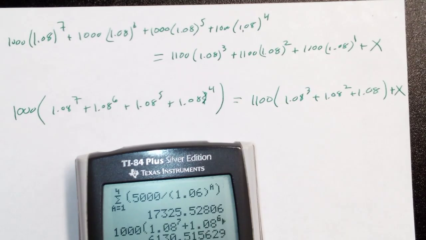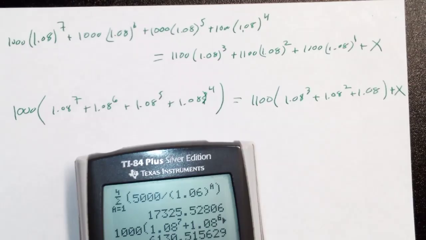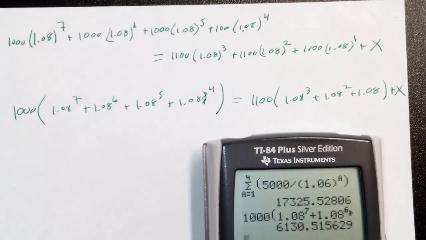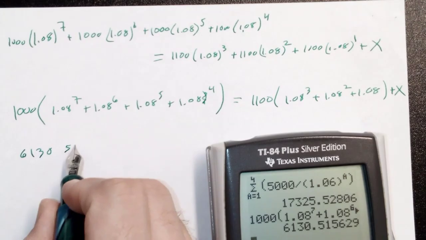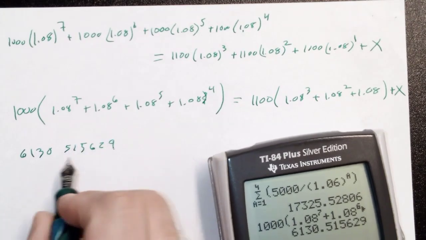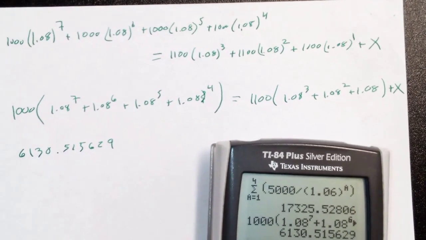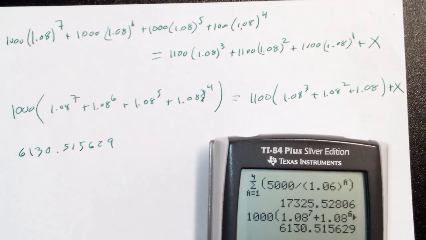There's the left-hand side, the thousands, the outs. I get 6,130. I'm going to use all the decimals at the moment. 6130, 51562. Although I'm pretty sure that my bookie would just say 52 cents.